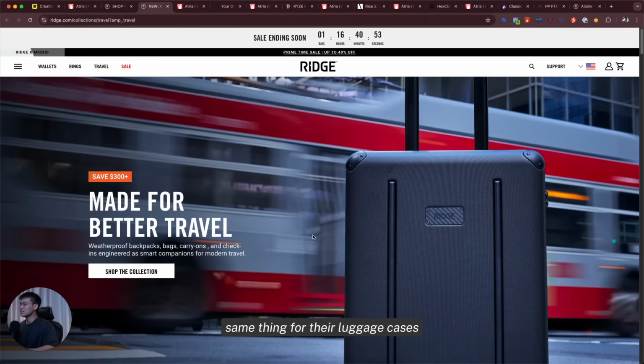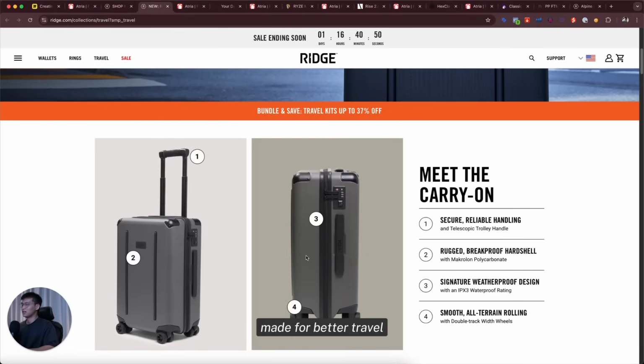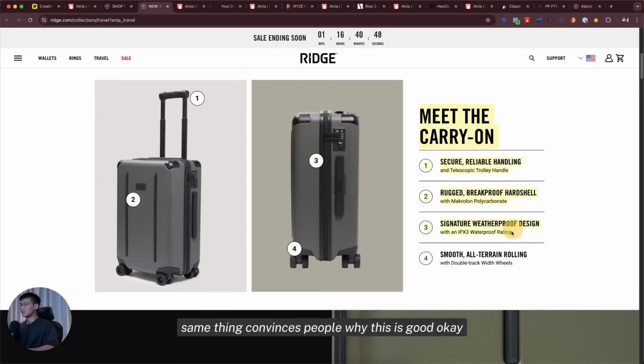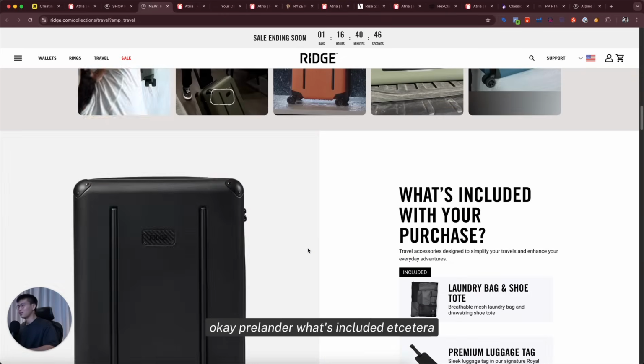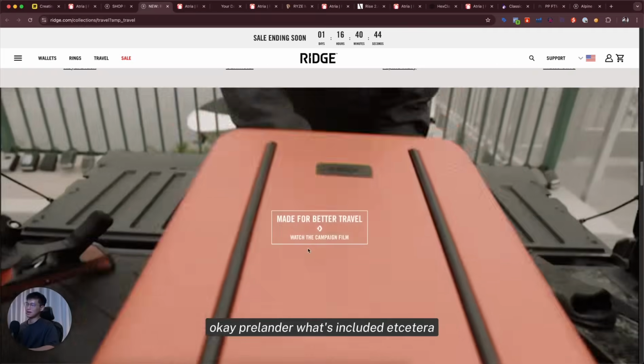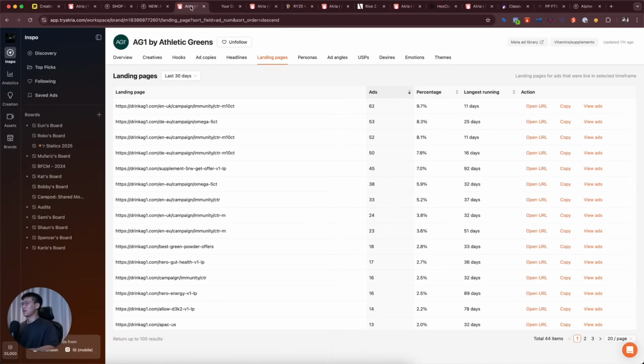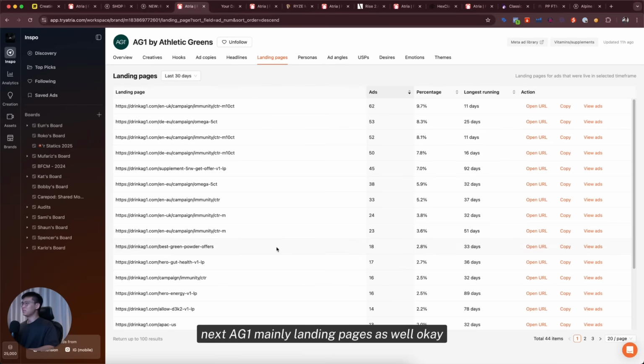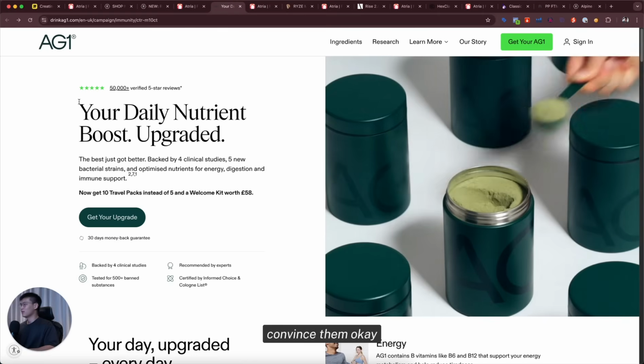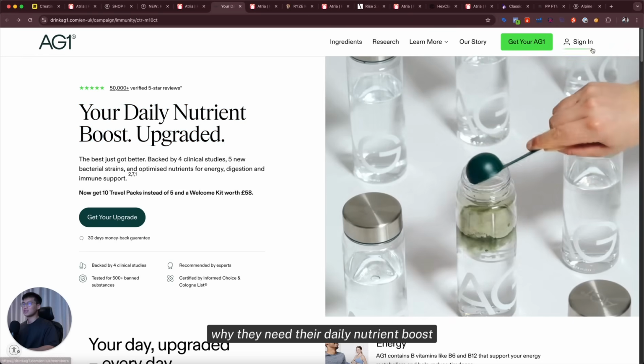Same thing for their luggage cases. Made for better travel. Same thing, convinces people what is good. Okay, Prelander, what's included, etc. Next, AG1, mainly landing pages as well. Okay, convince them why they need their daily nutrient boost.